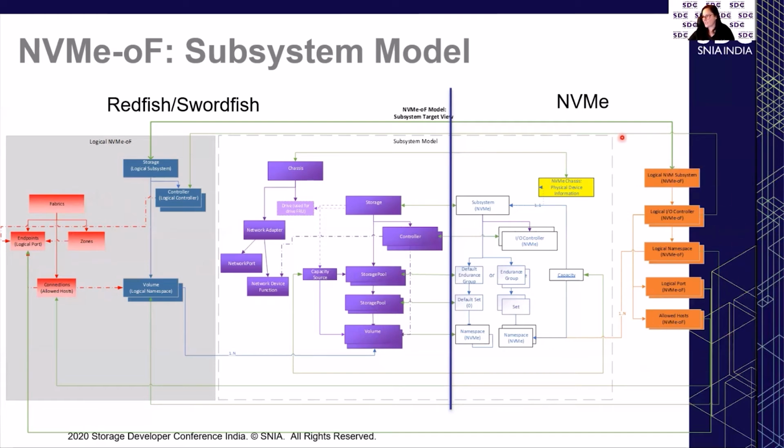This is the standardization that's coming in the NVMe space around logical or exported subsystems, controllers, namespaces, logical ports, and allowed hosts. So all of the standardization that's being developed in TP 6011, which stands for technical proposal 6011 in NVM Express, then gets mapped over to the standard Redfish and Swordfish. And all of that is detailed in the mapping document or is pending.